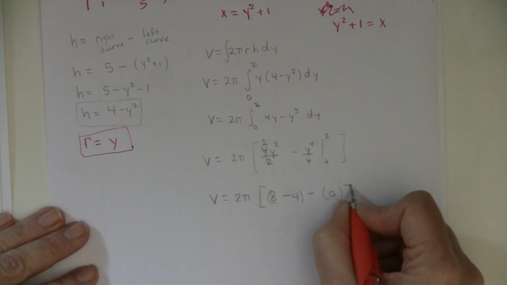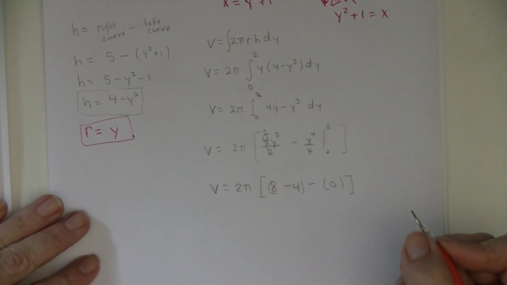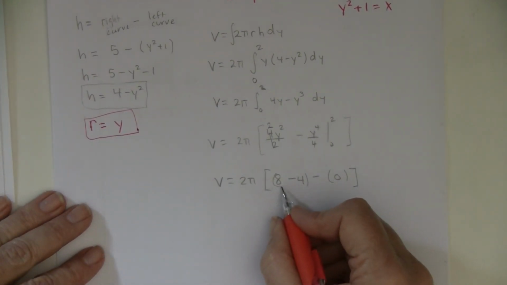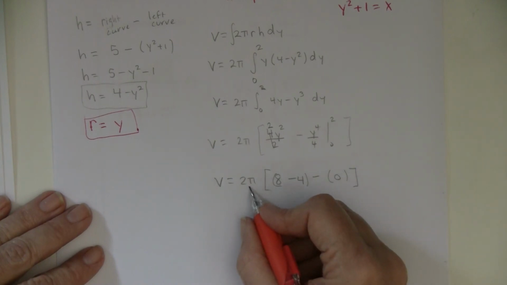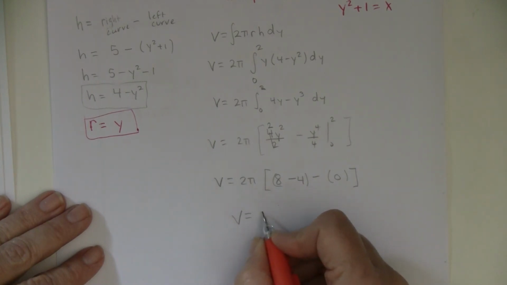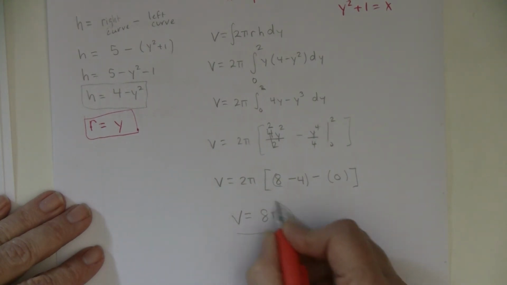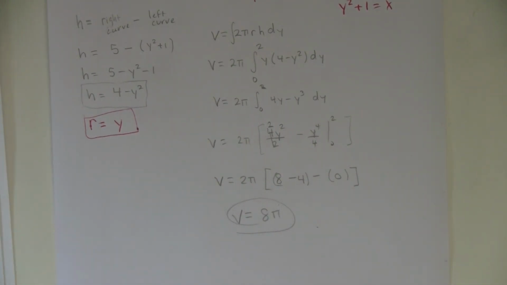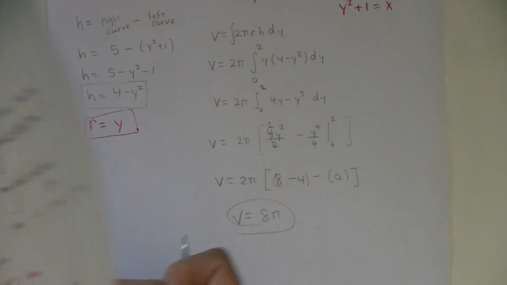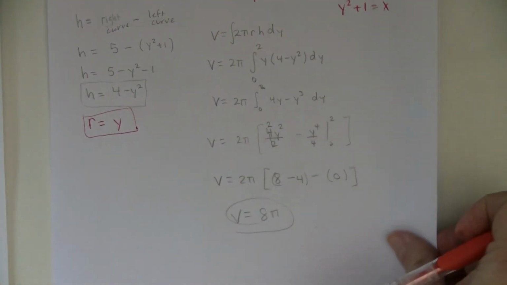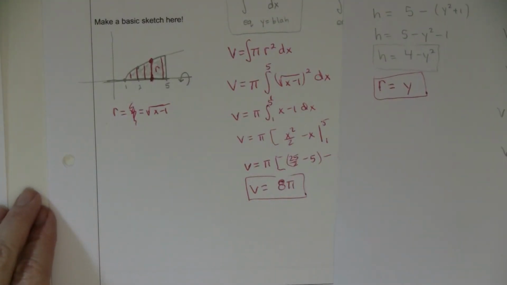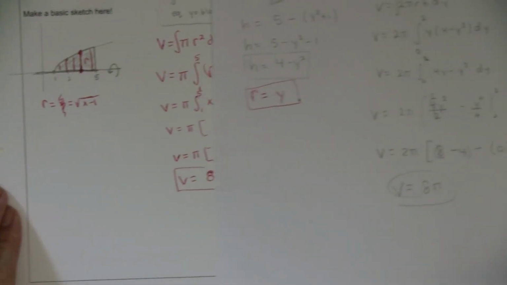I'm always careful about that because, you know, cosine is 1. And so this is 4 times 2 pi. So our volume is 4 times 2, which is 8 pi. And that's exactly the same answer that we got when we did it the other way. That's not the same problem, though. There it is. See? Same answer.